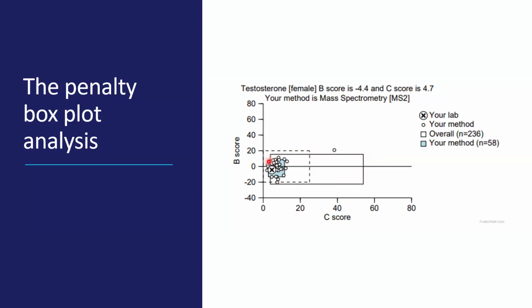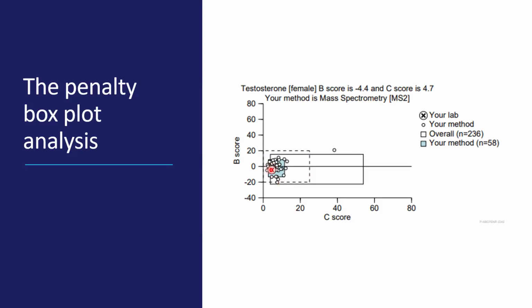The limits of acceptable performance for B and C score are shown by these dashed lines, and the best place to be is close to 0. So we want the B score to be as close to 0 as possible, and also the C score close to 0 as possible, which in this case, I would say is actually quite good, and almost ideal because we have very low B and C scores.